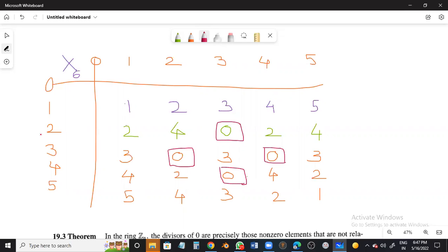What are the 0 divisors? 2 is a divisor of 0. 3 is a divisor of 0. 4 is a divisor of 0. I feel all of you are getting.